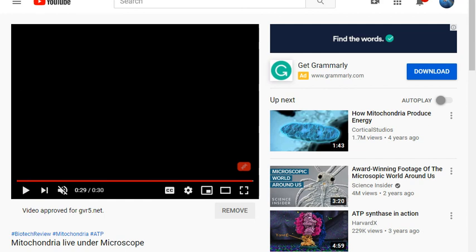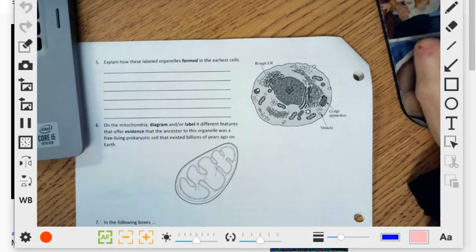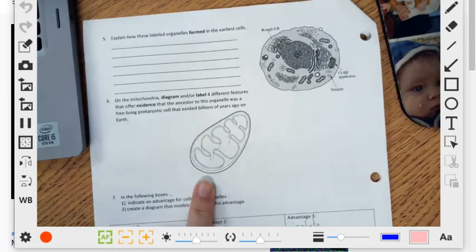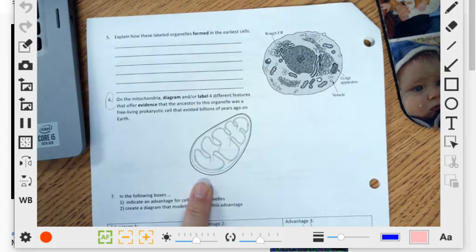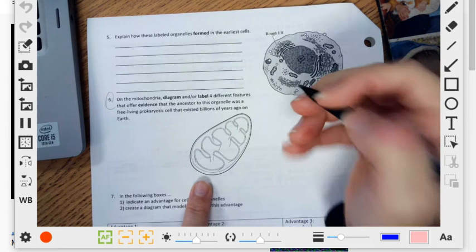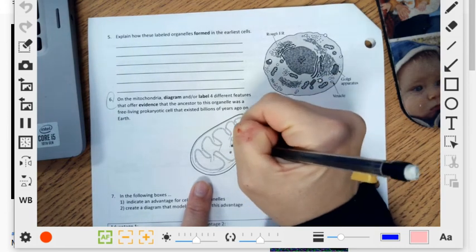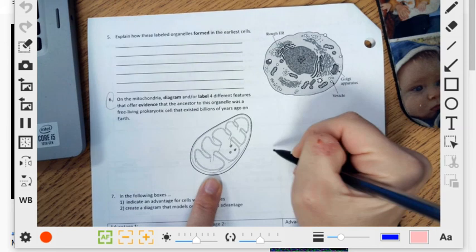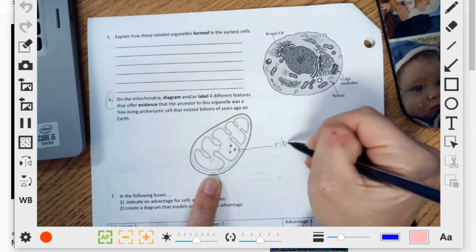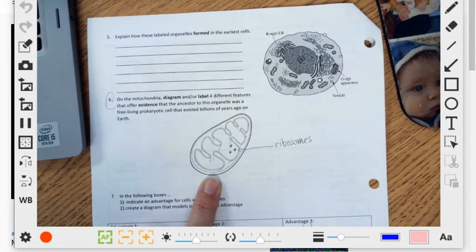So you're going to see questions where you have to indicate evidence of this theory, the endosymbiotic theory, and that goes along with this question right here. On number 6, it says, diagram or label 4 different features that offer evidence that the ancestor to this organelle, this is mitochondria, was a free-living prokaryotic cell, okay? Here's some evidence. First of all, they have their own ribosomes. They can make their own proteins. They do not need proteins made by the ribosomes in the cytoplasm of the cell that they're in.